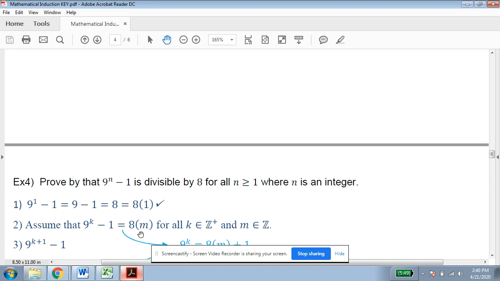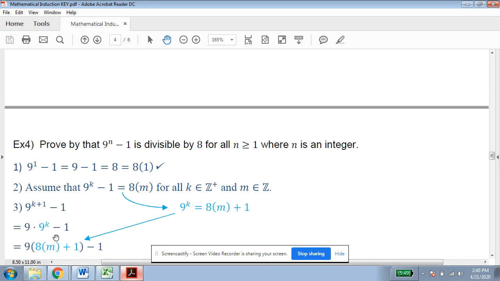Next, step 3 is where I'm going to do my one more in my k, and then I have to show that that is still divisible by 8. So you see I've taken my original 9 to the n minus 1, and I've replaced that n with a k plus 1. This is one more. Now I just have to show that this has to still be divisible by 8.